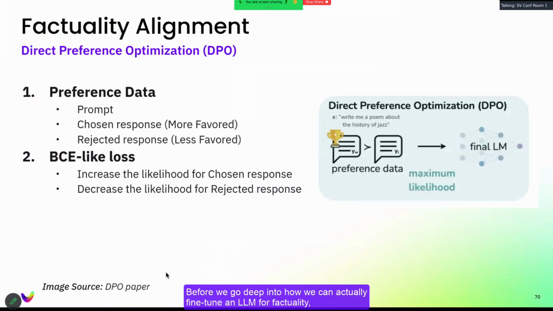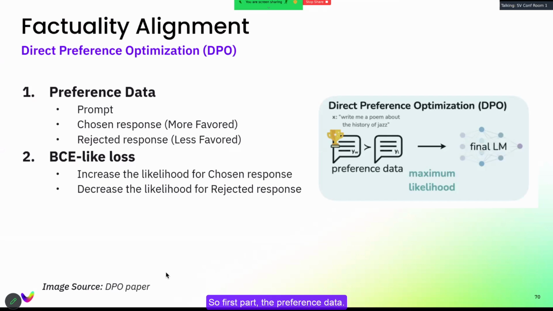Before we go deep into how we can actually fine-tune an LLM for factuality, I want to introduce this algorithm called direct preference optimization. This is also an algorithm for fine-tuning an LLM on aligning for human values. All it needs is two things. The first thing is preference data. The second thing is a BCE-like loss. The BCE-like loss is what we call binary cross entropy loss.